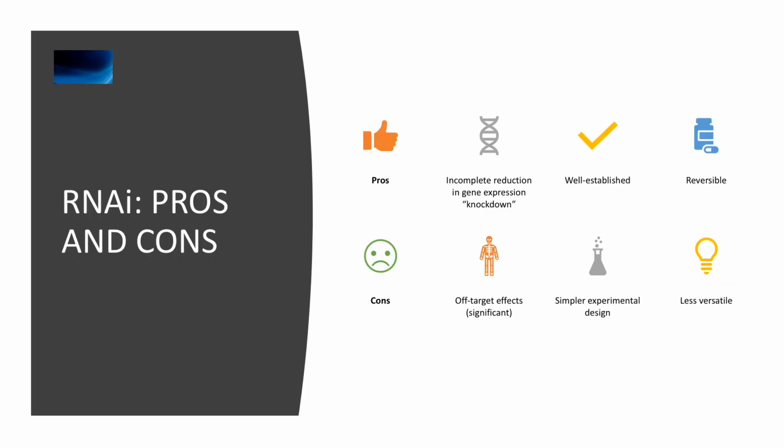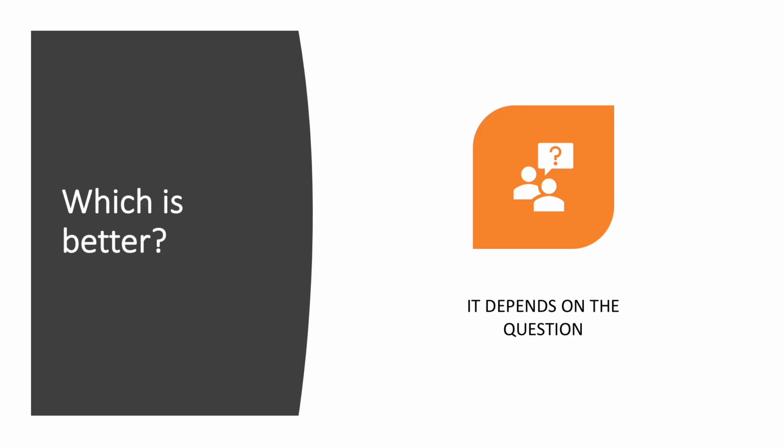With RNAi, we see similar advantages. Incomplete reduction of gene expression or knockdown of a gene allows you to test different levels of expression. You can also reverse RNAi in some situations or rescue your target cells. We have been doing RNAi for longer. It's a well-established procedure, so that is another advantage. It's not as specific as CRISPR, so you're going to see higher rates of off-target effects, and it's obviously not as versatile.